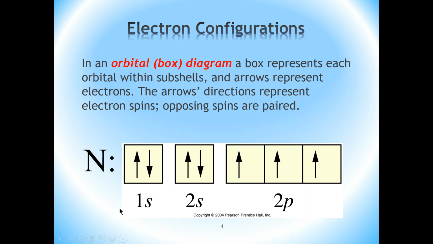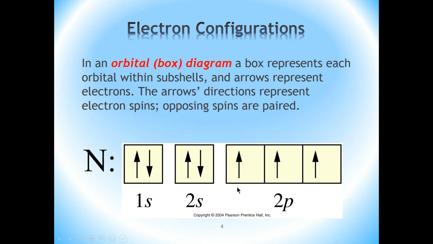The typical convention used for arrows pointing in different directions is that the arrow pointing up represents the electron with the spin quantum number of plus half, and the arrow pointing down represents the spin quantum number of minus half, right? A couple of things I want to point out here. You'll notice that electrons occupying the same orbital will be spinning in opposite directions, right? And we're going to talk about that in more detail shortly.